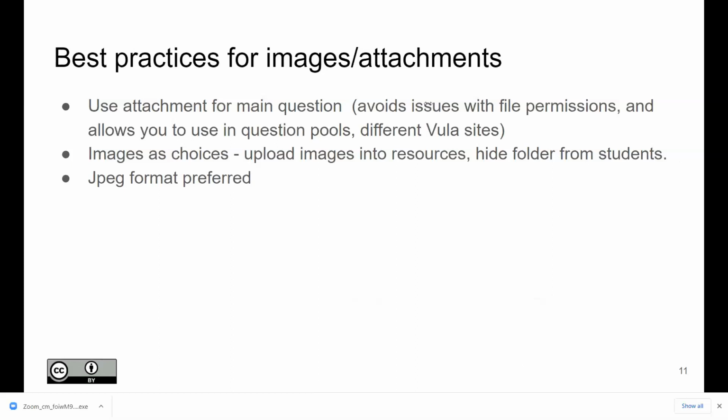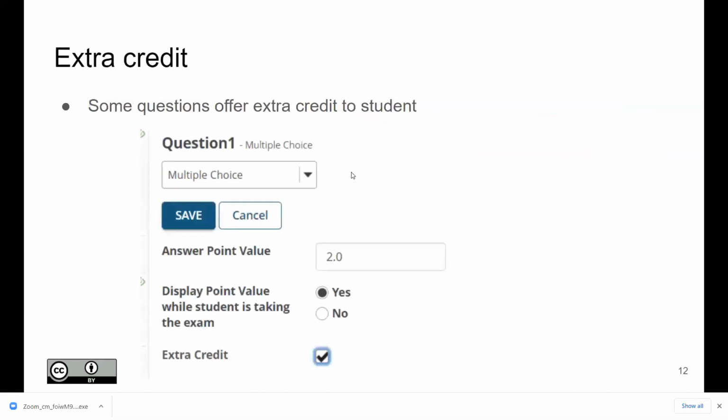So for people who want to add images to their questions, so you might want to add an image that people have to analyze or look at with their question, or you may want to add images to your answer options. The recommendation with that is to use the attachment function on Vula to add your image. If I go to the next slide, where is my slide? Sorry, it was in the wrong order.